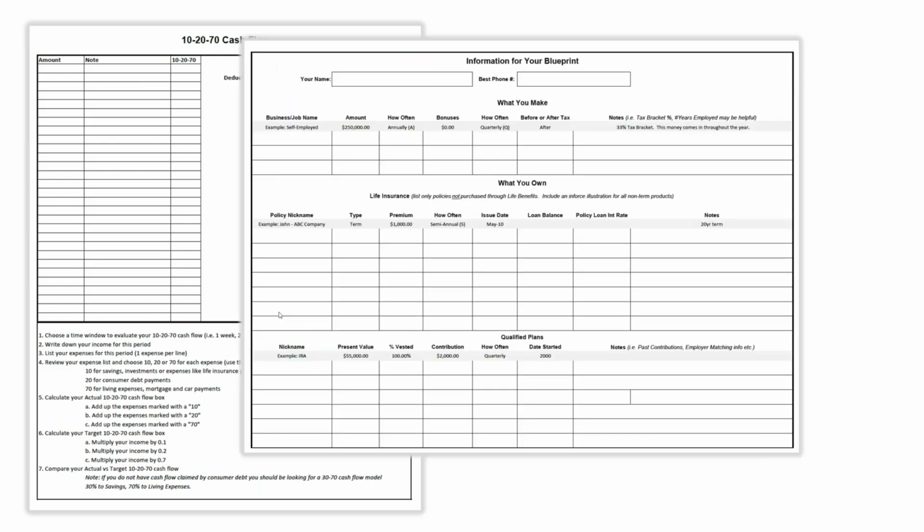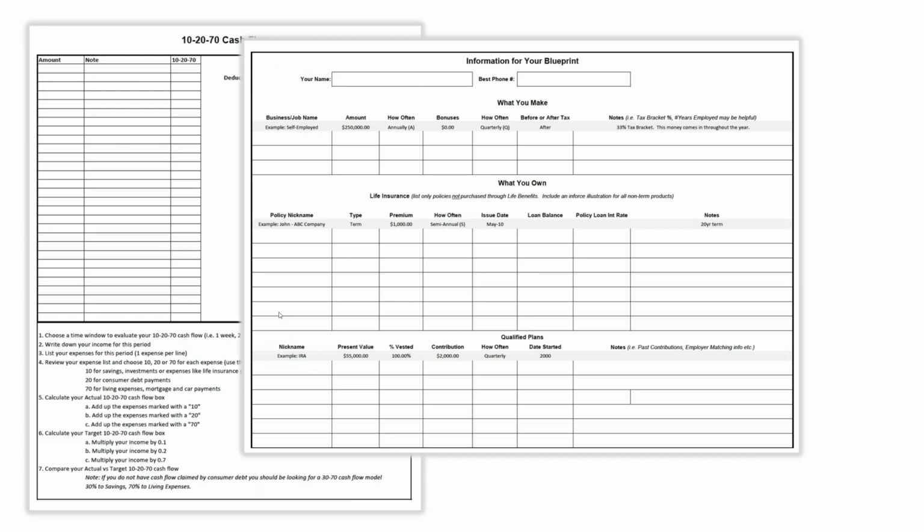Let's go through a few examples now. This is one of the worksheets that we use to collect data, and this worksheet comes in PDF format and Excel format, and you'll get a copy of these here at the end. I'll show you how to get those. The 10/20/70 worksheet is where we collect information about the cash flow. So this is a moving picture. This one is information for your blueprint.